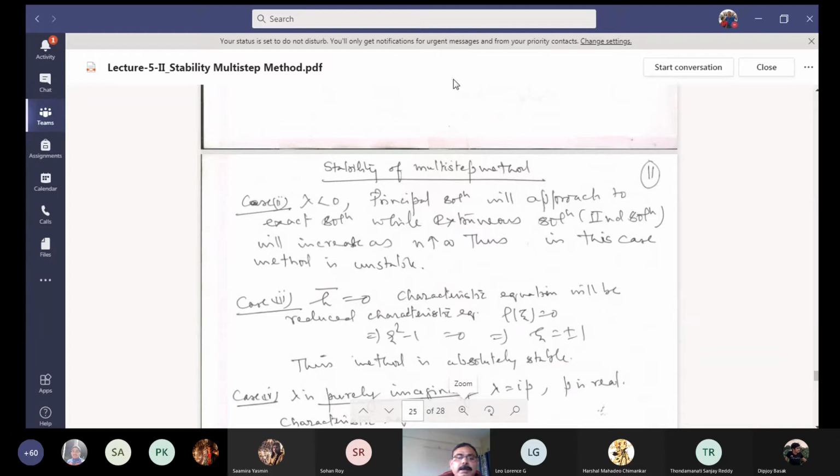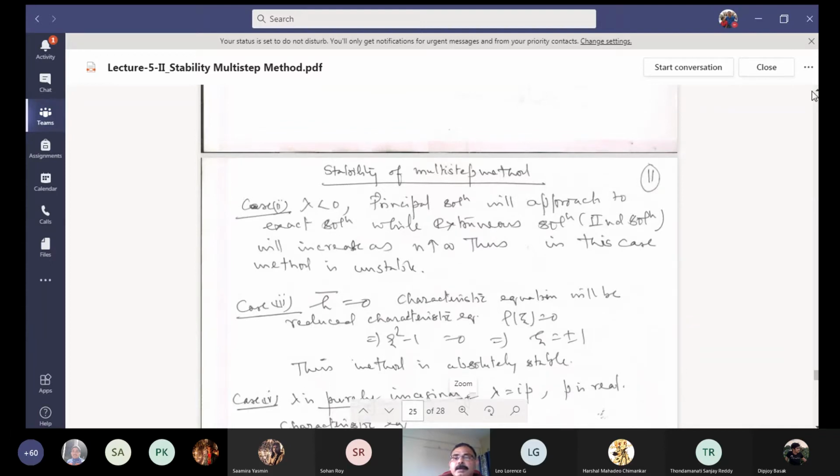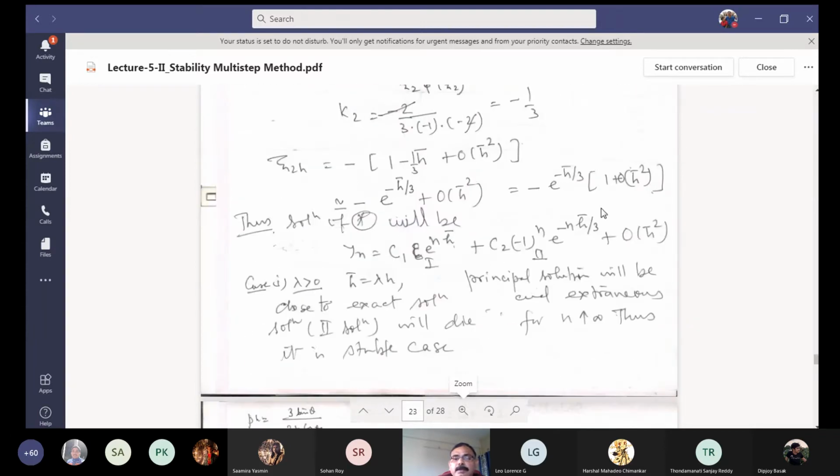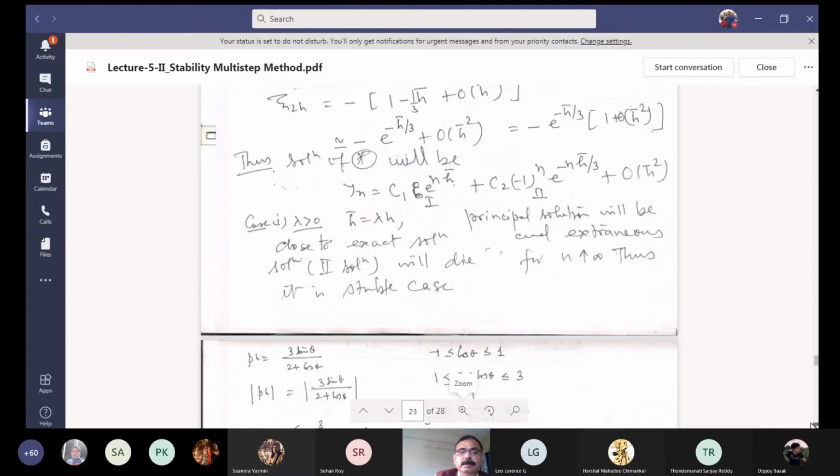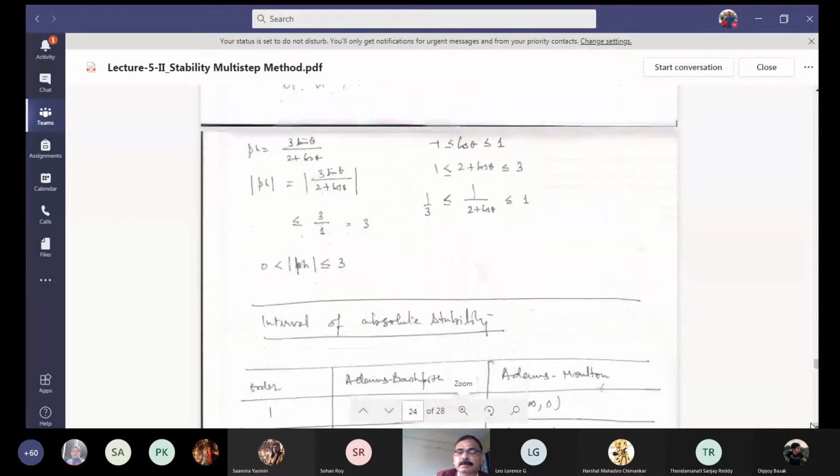Now, if lambda is less than 0, immediately you can see that this solution goes unbounded. Here h is greater than 0, so h bar will be less than 0, so this blows up. Once this blows up, the extraneous root will not be in your control, meaning it goes to infinity, it blows up basically. So this is not the case where stability is there, it is the unstable case.